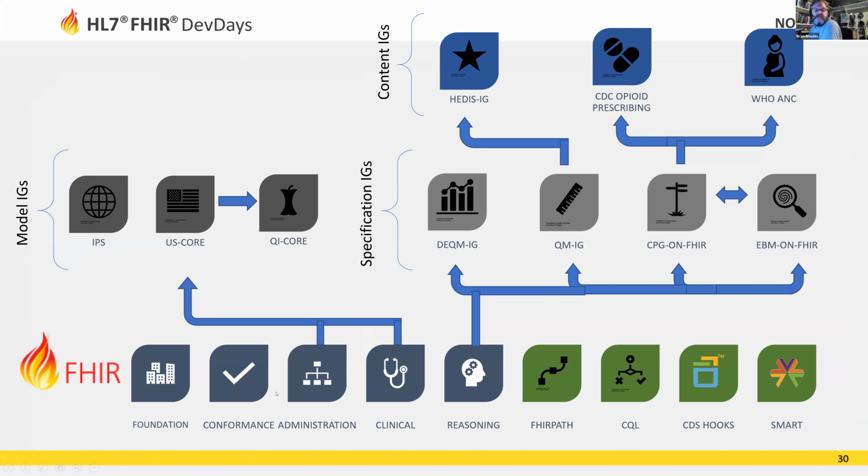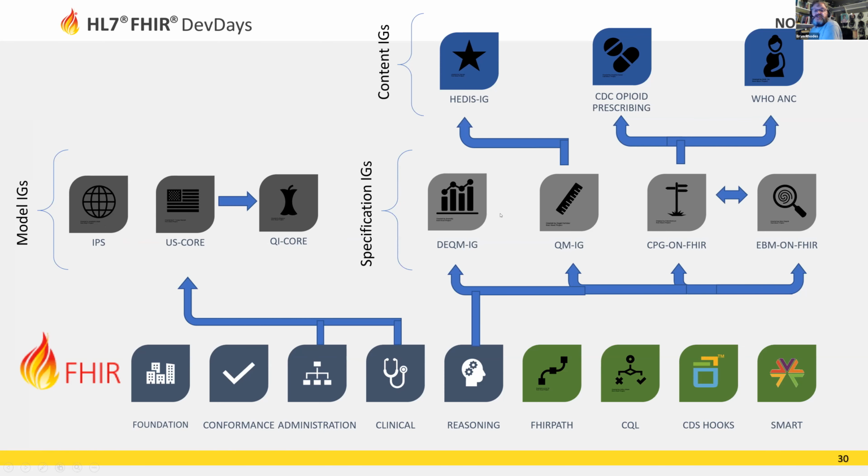So if we take a step back and look at what we're doing here, the base specifications like the FHIR spec itself and the layers of the FHIR spec there, FHIRPath, CQL, CDS Hooks, and SMART. These provide a foundation. And then you see things like model IGs, so things like the International Patient Summary or US Core and QI Core. These are sets of profiles that are intended to enable a broad range of use cases. They're typically focused on administration and clinical data within FHIR, and they're focused on particular realms. So they're about how do we enable exchange between systems in these spaces.